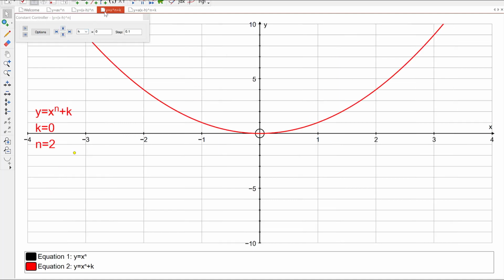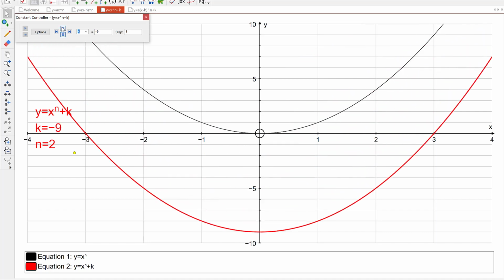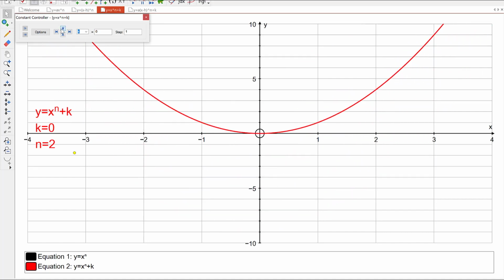Then if we have a look at this one, x to the power of n plus k, so outside of the function we add on or subtract a value. At the moment n is 2, so we're familiar with our parabola. Sorry, let me close that and open it again. We know that when we increase the value of k, it translates the graph up. When we decrease the value of k, it translates the graph down.